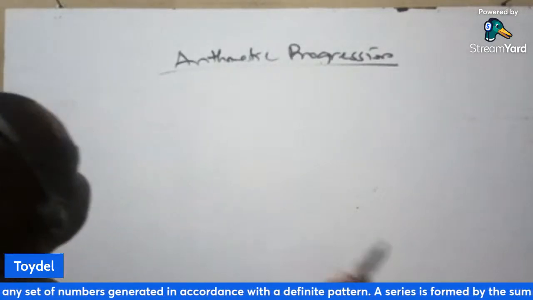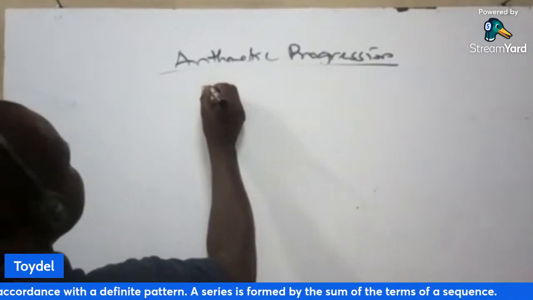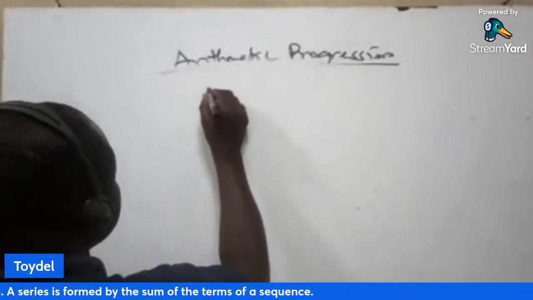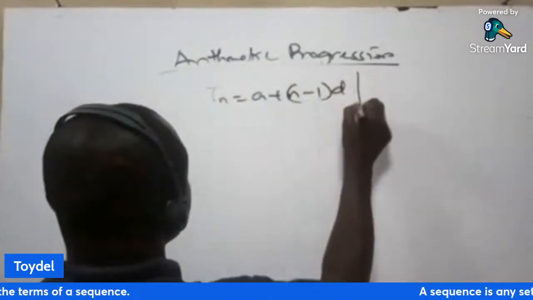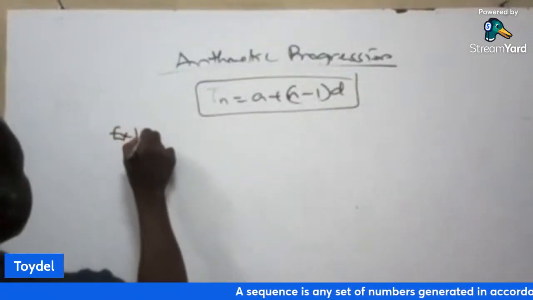So that is the formula to find the last term or nth term of an arithmetic progression, that is Tn is equal to a plus n minus 1 into bracket d. This is the formula. So let's take an example. Let's say example 1.